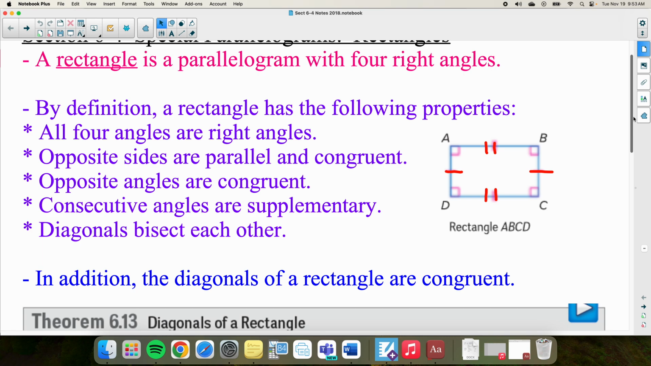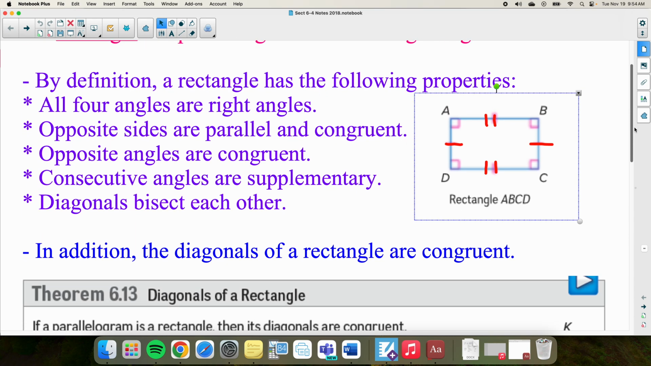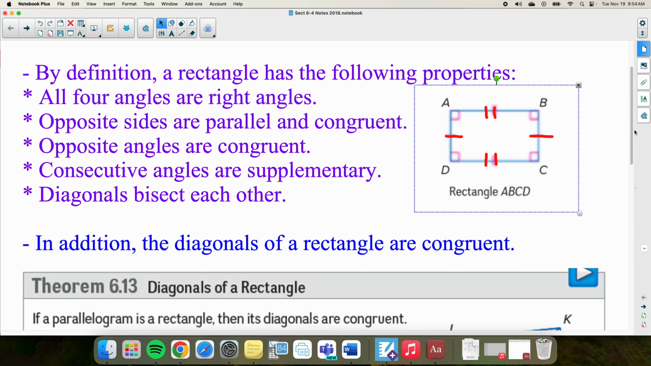The thing that is new about a rectangle, one thing you've probably learned since early elementary, is that a rectangle has 4 right angles, okay? And then the opposite sides are parallel and congruent. We knew that already because of a parallelogram. Opposite sides are congruent was true about a parallelogram. Consecutive angles are supplementary, so that means like angle D plus angle C equals 180. That we already knew. And diagonals bisect each other.